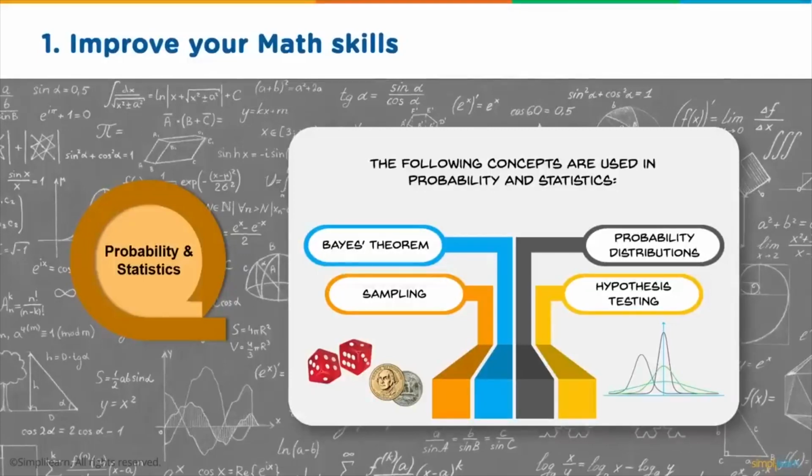Then we have probability distribution. This helps you determine how frequently a particular event will take place. For example, you can determine what your premium for your insurance will be based on the probability distribution of expenditure pertaining to insurance claims. You must also learn how sampling and hypothesis testing works.